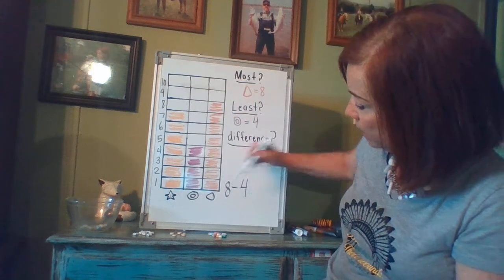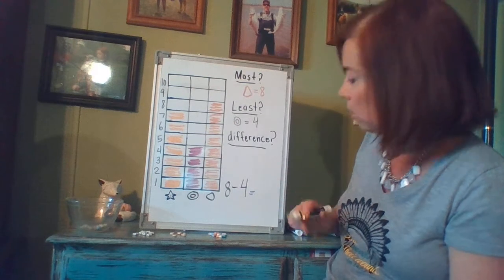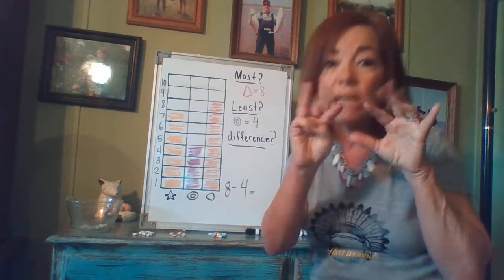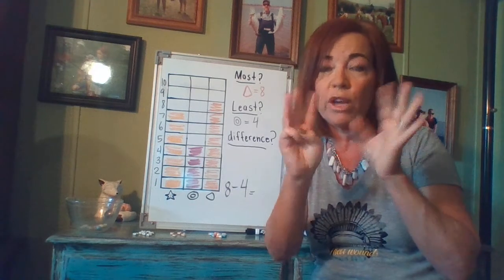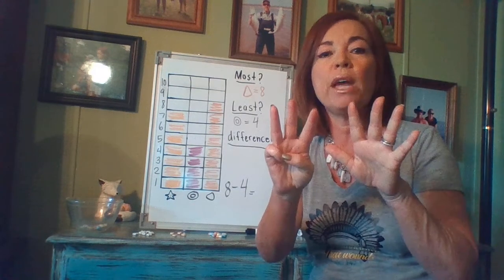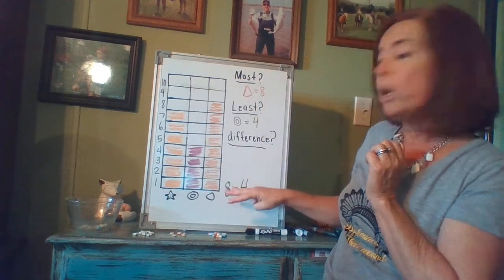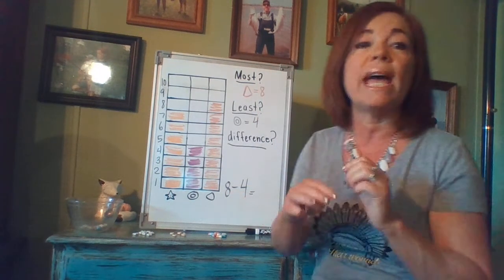8 minus 4 equals, first we're going to do it with our fingers because I want you to remember we always have these manipulatives with us. They're called fingers. So here's 8 fingers. See, 5 plus 3 is 8. Now, we're going to take away 4 because 8 minus 4.